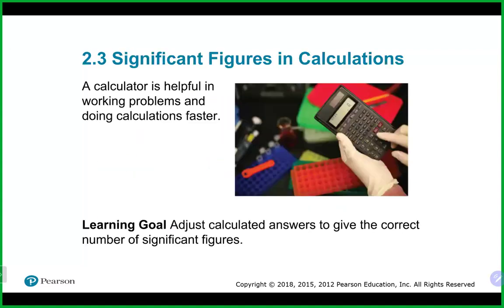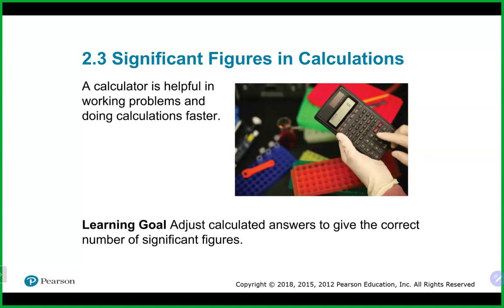All right, then let's get to what we should do when we're doing calculations. Just as important as identifying how many significant figures there are in a number, it's also really important whenever you do a calculation to try to give your answer to the proper number of significant figures, whatever that may be. So there's kind of two groups of math that we do typically speaking.